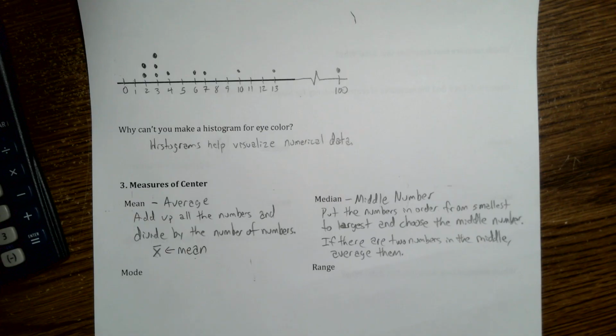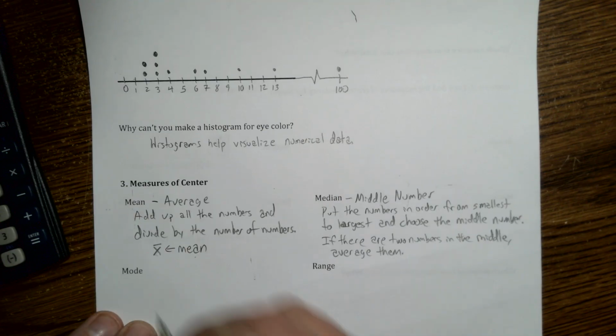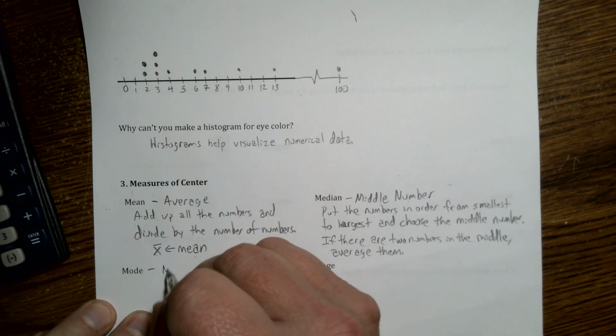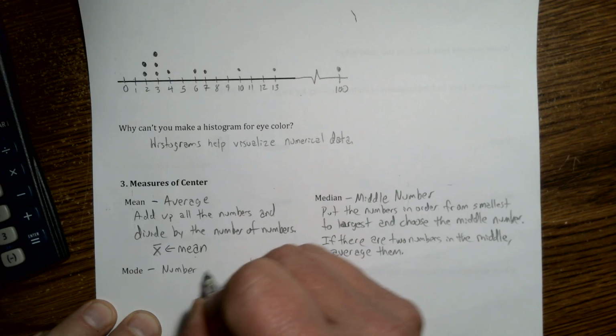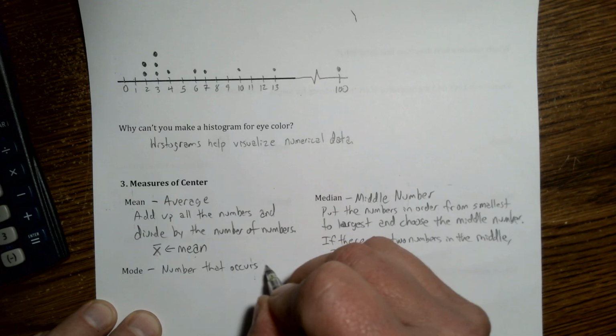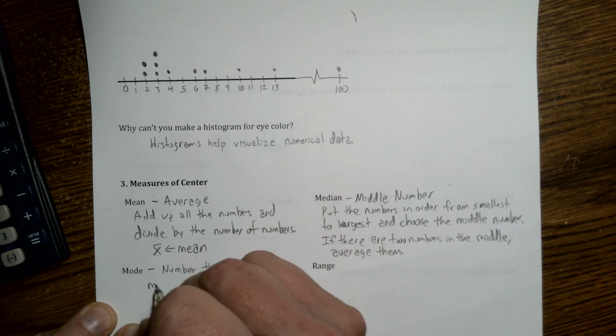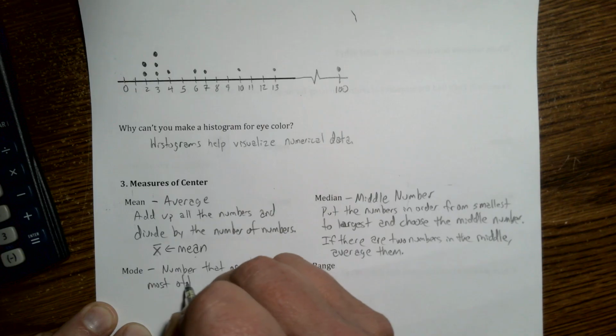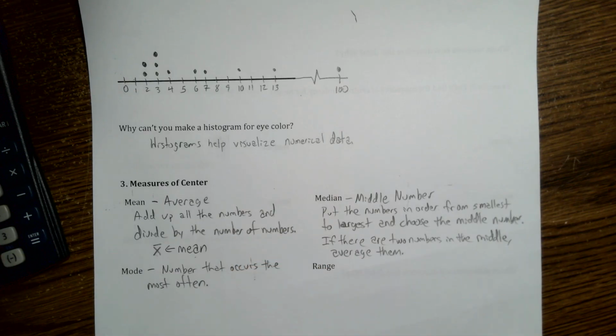All right, the next one is called the mode, and this is the number that occurs the most often. It's the number that occurs the most often.